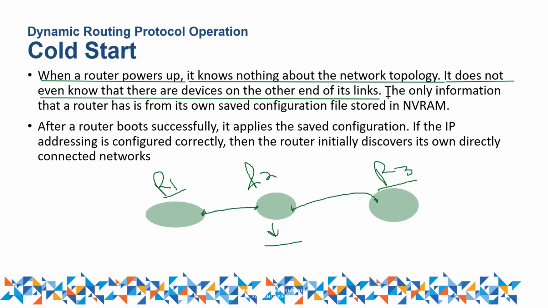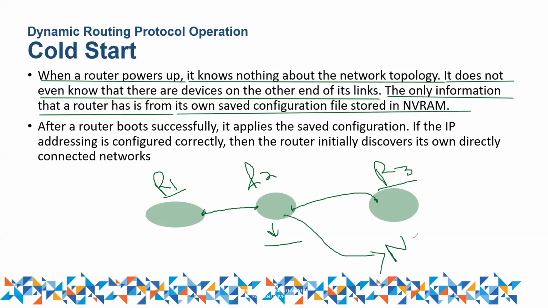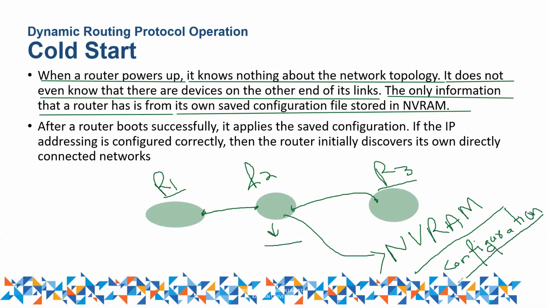The only information that a router has is its own saved configuration file. Remember, dear students, the router has NVRAM, non-volatile random access memory. So here we will have what? The configuration file. Only the router will know what is inside this configuration file and how to operate based on it. The router doesn't know anything about its directly connected devices.